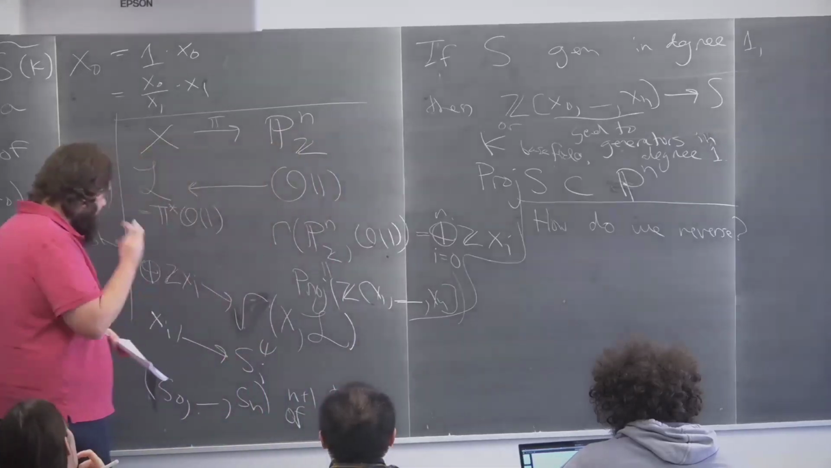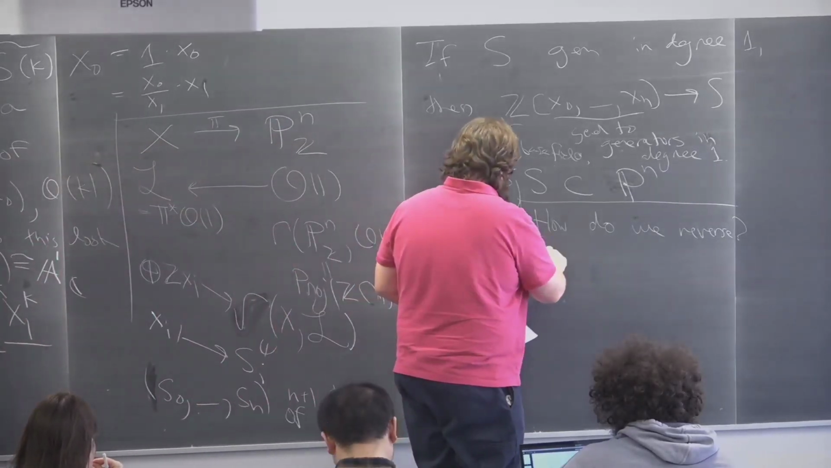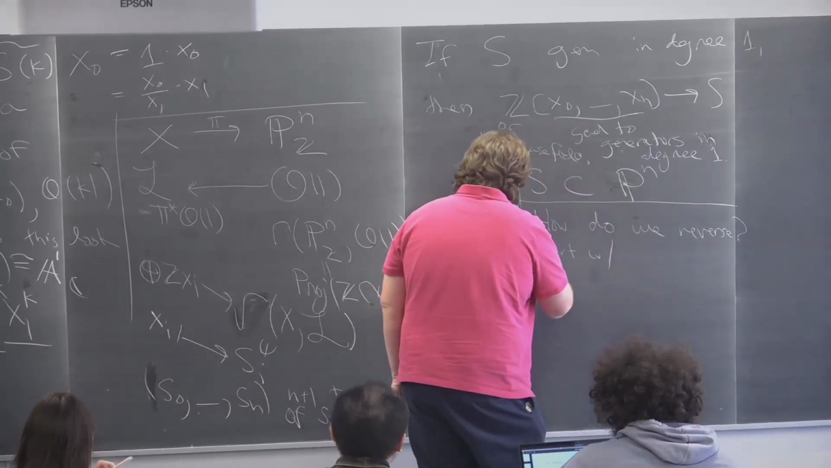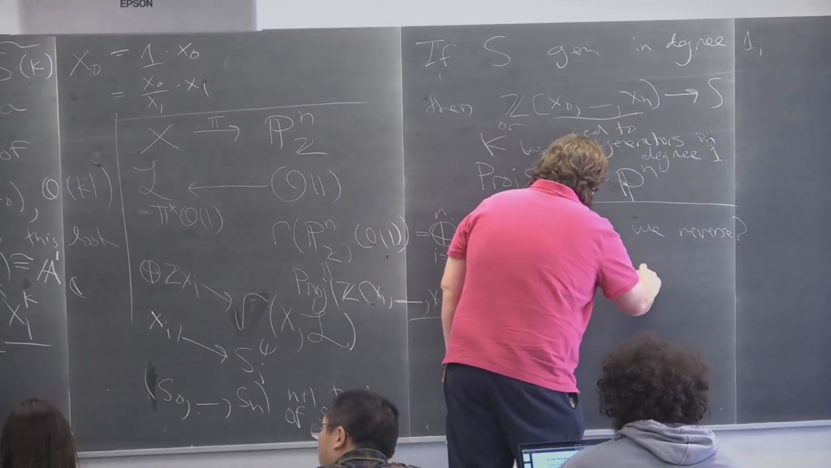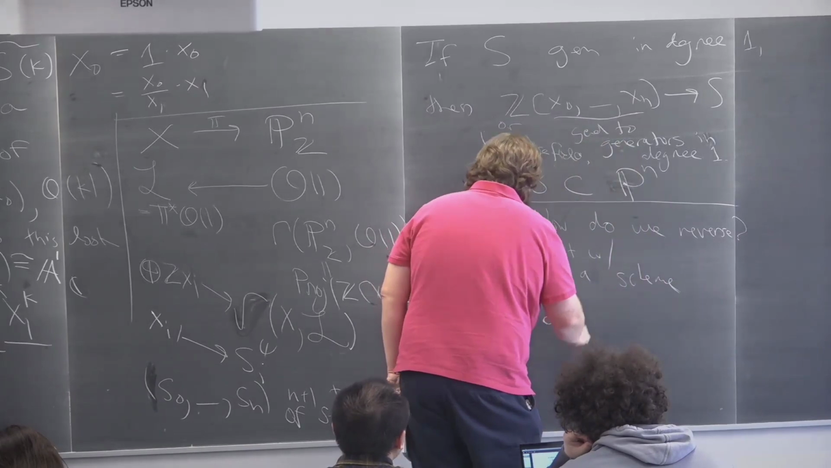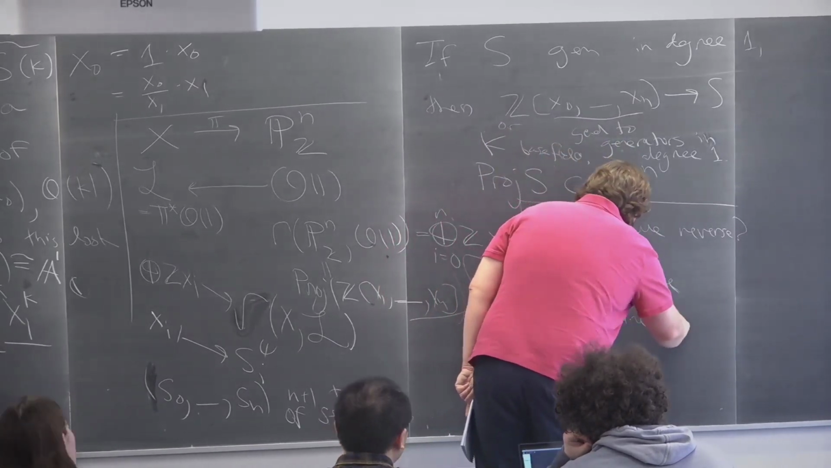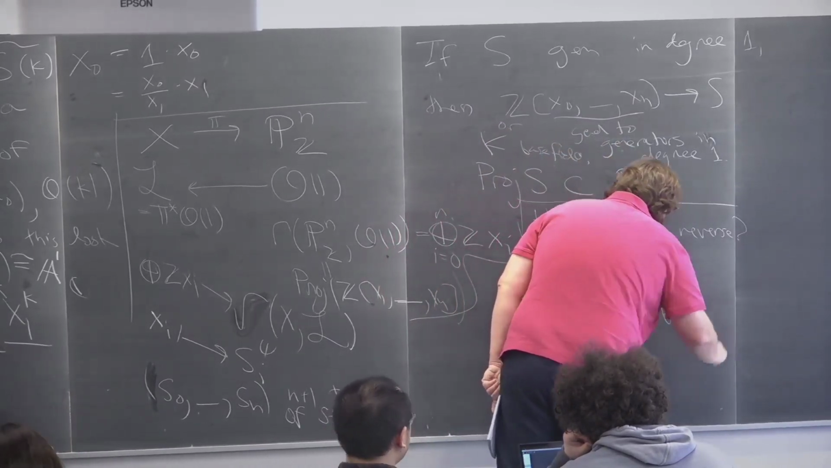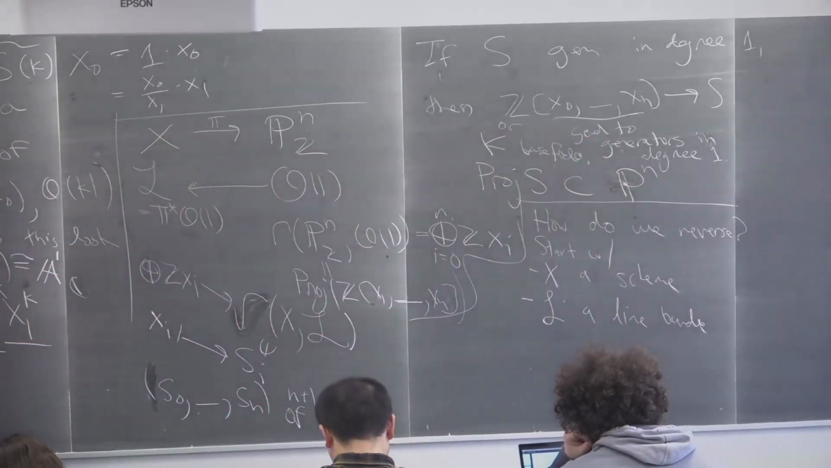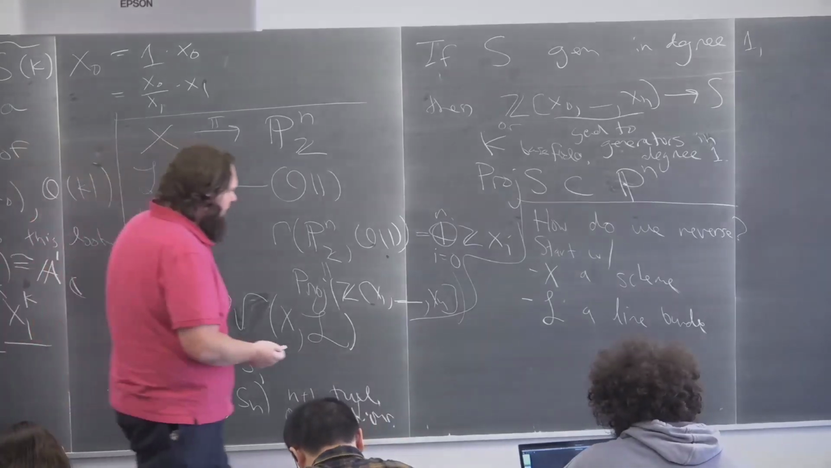So what's the data that we need to put in? X, a scheme, L, a line bundle. So line bundle, as discussed, is just sort of the slightly more colloquial way of saying invertible sheaf. So locally free sheaf of rank 1.